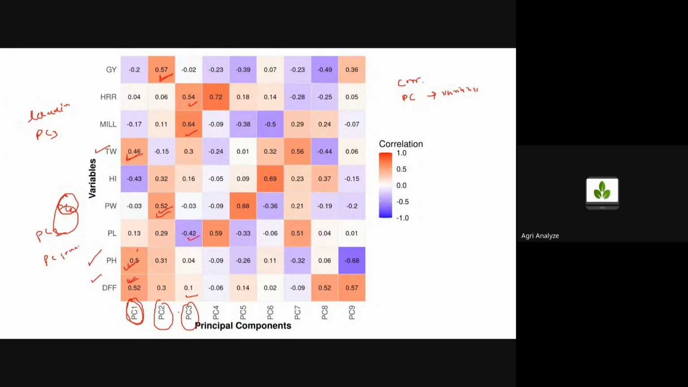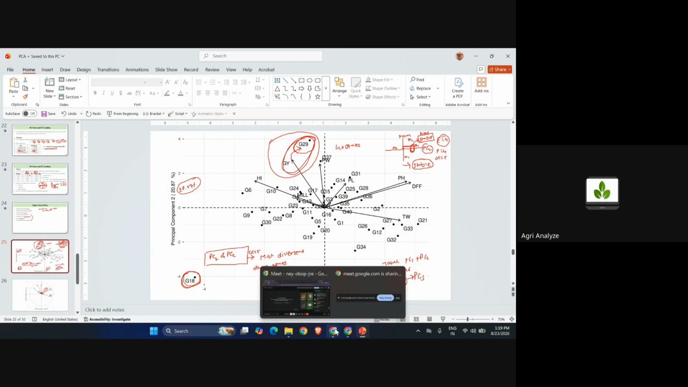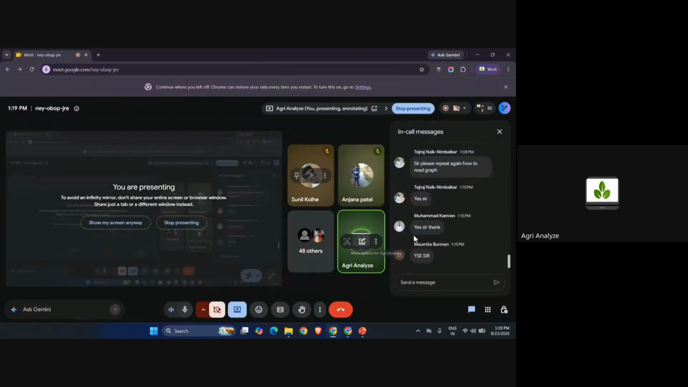Okay. So this way, based on this heat map, we can find which variables or which characters are highly responsible for developing or generating the axis. Axis means PC, based on this heat map or correlation. If anyone has a question regarding any point of PCA, then please ask me.